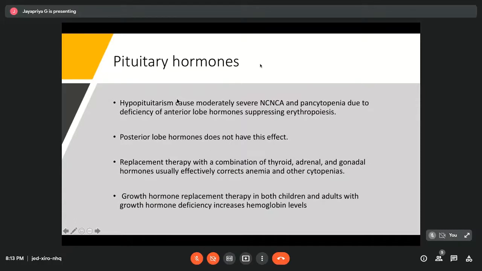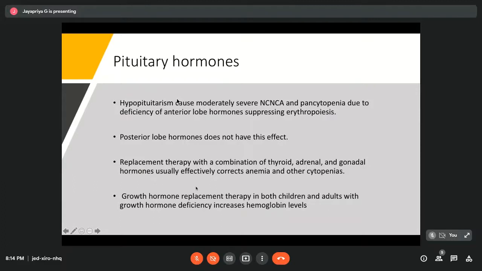About pituitary hormones, deficiency of anterior lobe hormones, that is the adrenocorticotropic hormone, the follicle stimulating hormone, and the thyroid stimulating hormone, is known to cause suppressed erythropoiesis and a moderately severe normocytic normochromic anemia. But the posterior lobe hormones, the vasopressin or the oxytocin, don't have this effect. So if the corresponding hormones, that is the thyroid, adrenal or gonadal hormones, are replaced, the anemia and other cytopenias can be corrected.